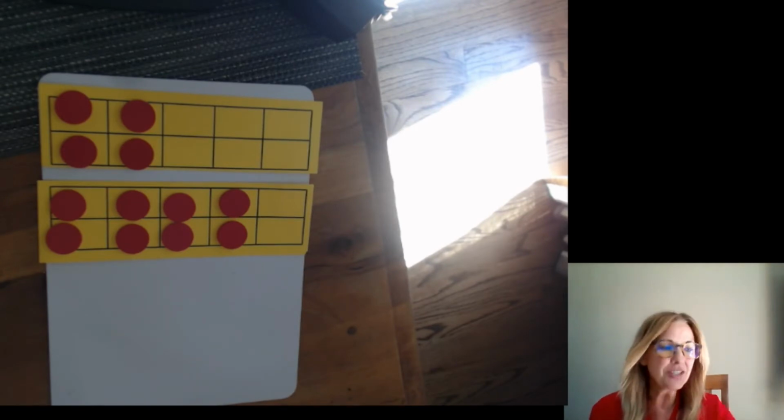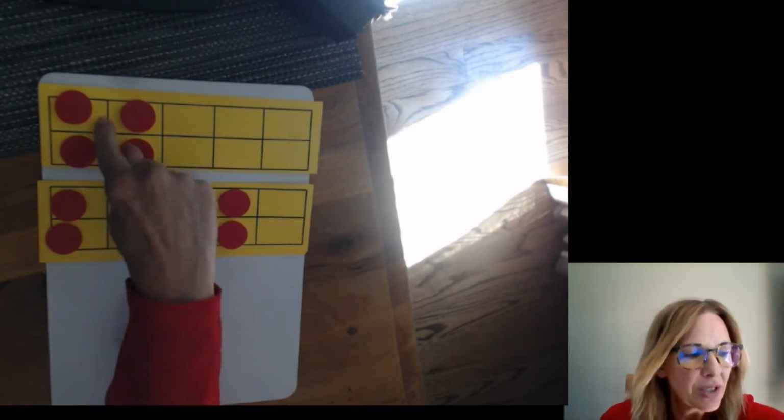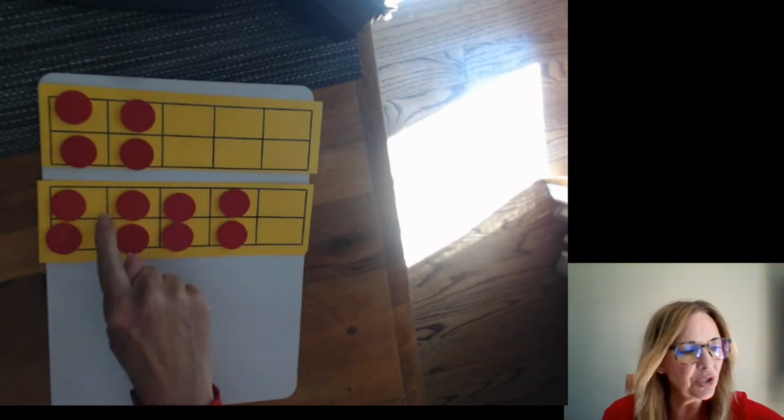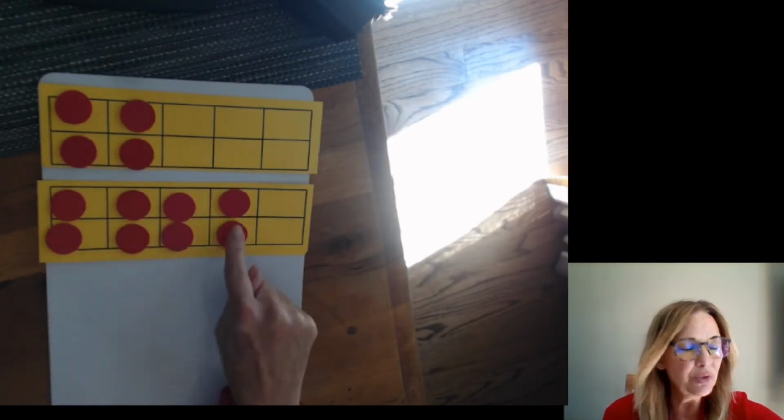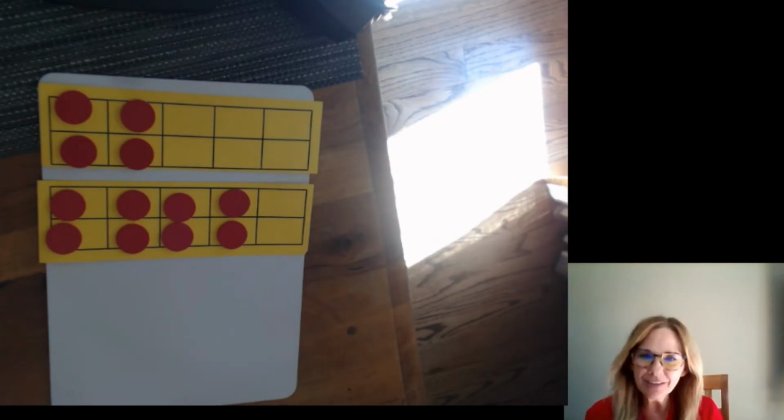Yes, Keith. Keith is seeing them in groups of 2. So there's a group of 2, a group of 2, 2, 2, 2, 2. Yes, that's exactly right. That's another way to see them. Any other ways? Okay, you know what we want to do next. We want to count our dots. How can we do that?